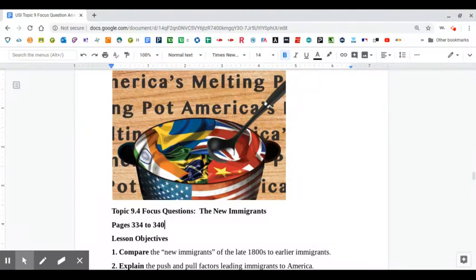Mr. Clark here. Time to go through topic 9.4. This section, we're going to be looking at immigration into the United States in the late 1800s. You can see in the visual at the top, many people reference the United States as the melting pot of the world, meaning that we have so many different cultures, languages, religions, and people from many different countries who've settled here in the United States.